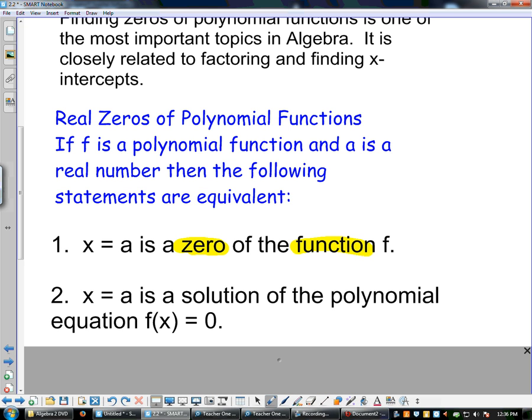Zeros relate to functions as solutions relate to equations. You with me? A zero of a function, same as a solution of an equation, right? These things are related.